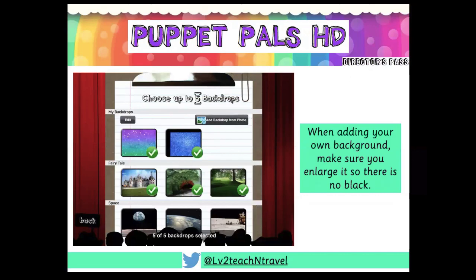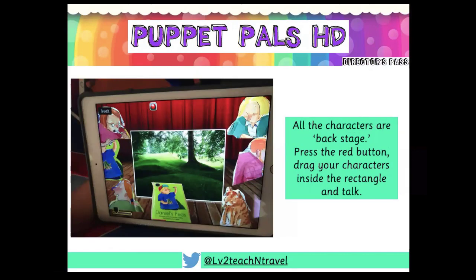Now, I like to call this the backstage for the characters. You can see that the characters are not yet inside the rectangle, and as soon as the characters are drawn inside the rectangle, when the record button is pressed, then they're on stage. They just press the red button, and then the characters will start to talk.